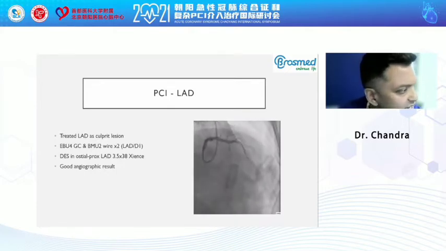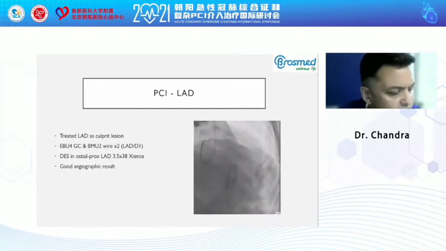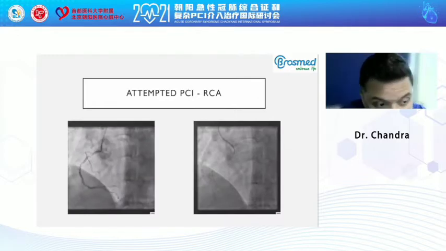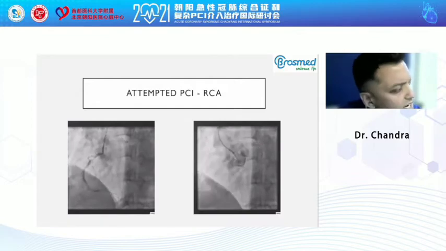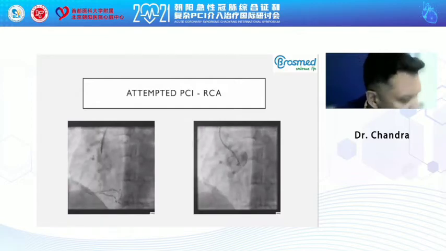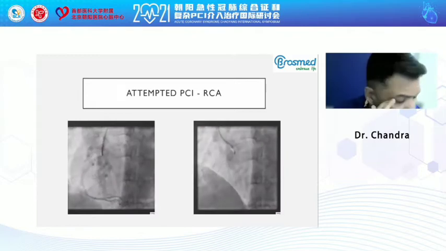At the same time of the index procedure, I did think to myself it would be worth trying to open the right coronary artery as well. So you can see from the angiograms here, I had an AL1 catheter, from a right radial approach. I must say wiring the lesion was very straightforward, and we confirmed our wire position from different angiographic projections.